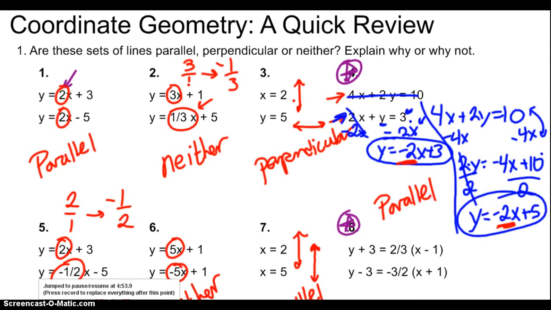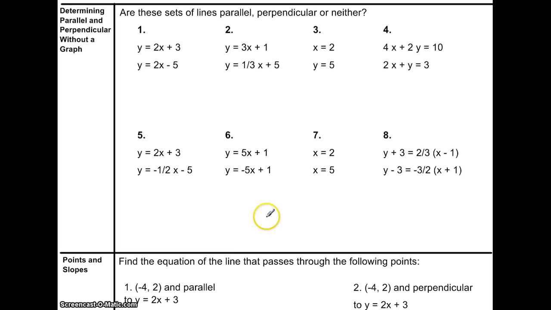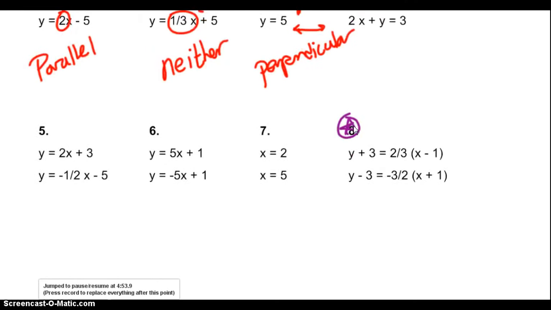They're parallel because they have the same slope. Now that you've seen 1 through 4, go ahead and try looking at 5, 6, 7, and 8. Again, the answers will be up in 3, 2, 1.